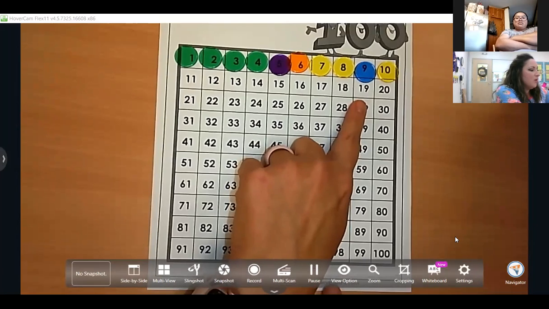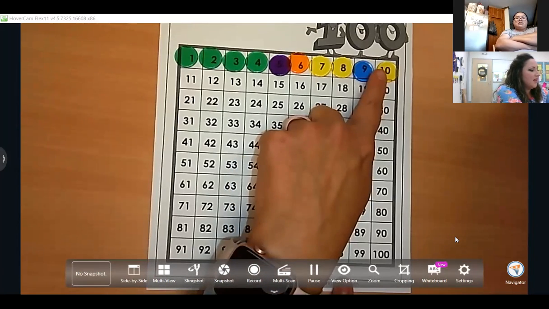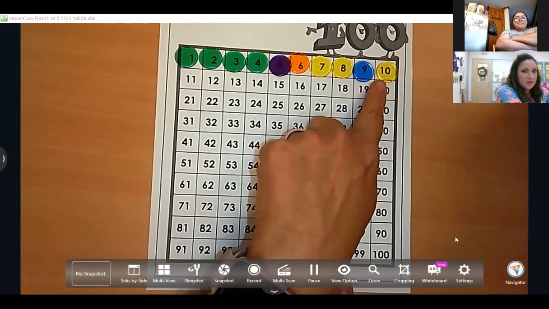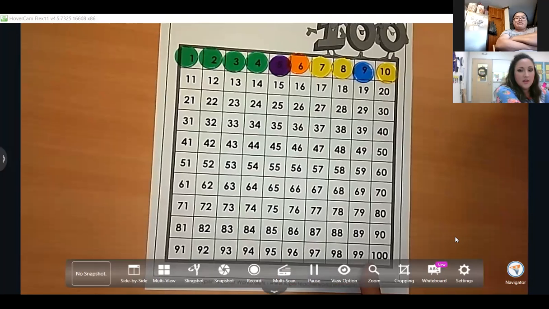The hundreds chart will help them recognize, say, and represent the numbers 10 through 100 counting by tens.